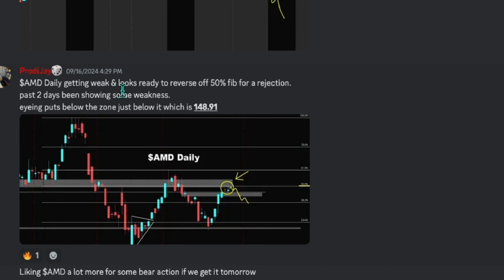And I even said, AMD daily is getting pretty weak, ready to reverse off the 50% Fib level for rejection. Past 2 days been showing some weakness. Eyeing puts just below the zone, which is 148.91. Now let's talk about that. So here's the daily candles of what had happened recently. Strong bearish engulfing right after that. And I actually took puts that day.